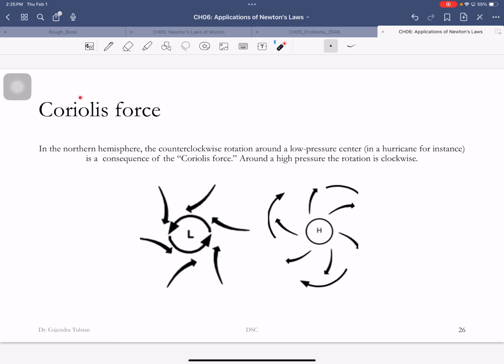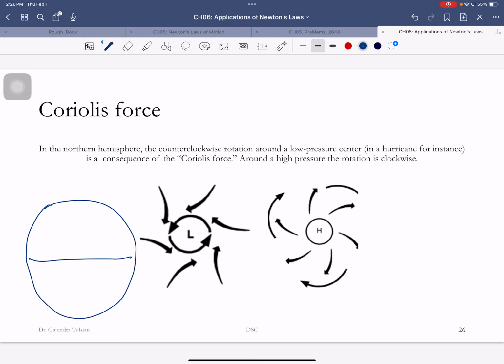Coriolis force is a fictitious force. It's not a real force. You perceive this force because you're in a non-inertial frame of reference. I'll quickly tell you. So in the northern hemisphere, you get a counterclockwise rotation around a low pressure center, and around a high pressure center you get a clockwise rotation. So here's how this thing arises.